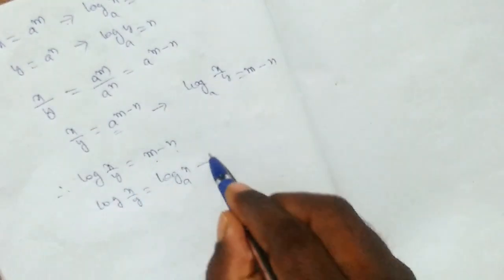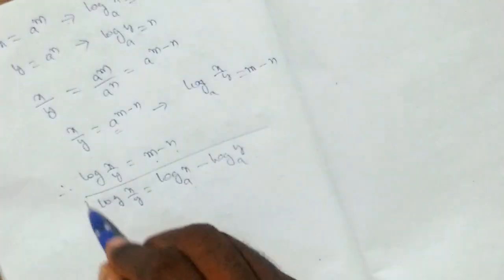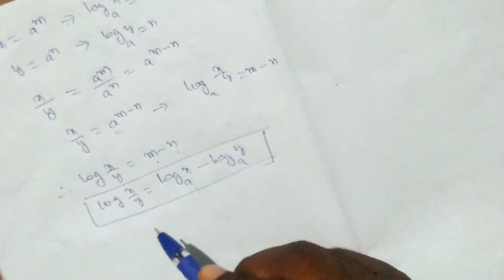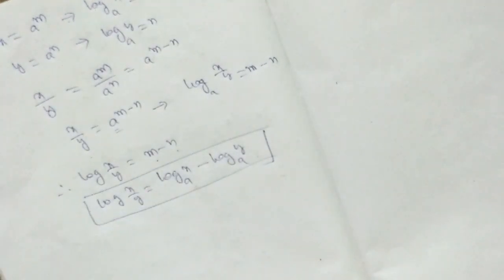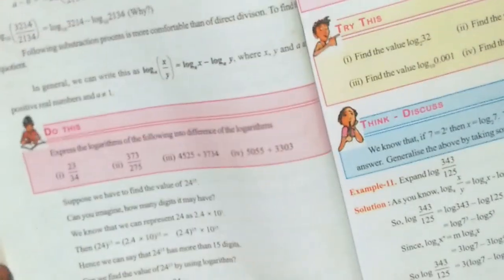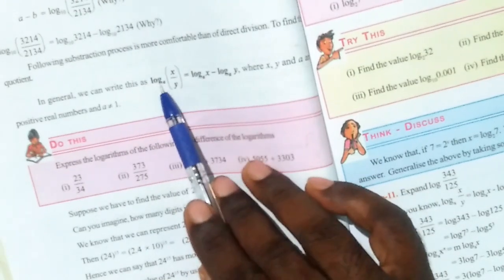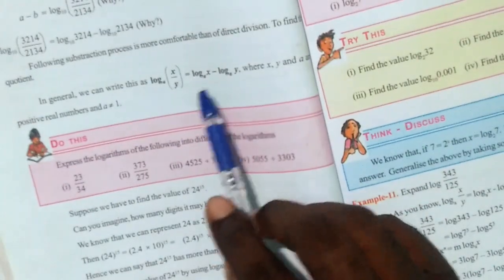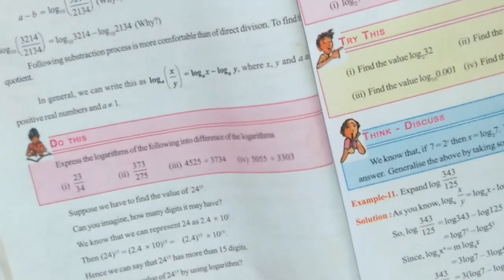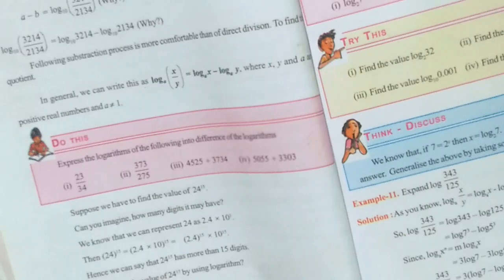Log y base a. This is the second property, or second formula, of logarithms. So now you should write this one also. In general, we can write this as log of x by y is equal to log x minus log y.